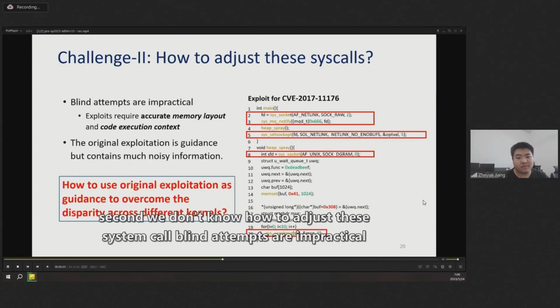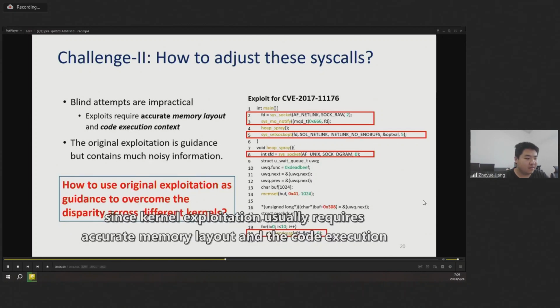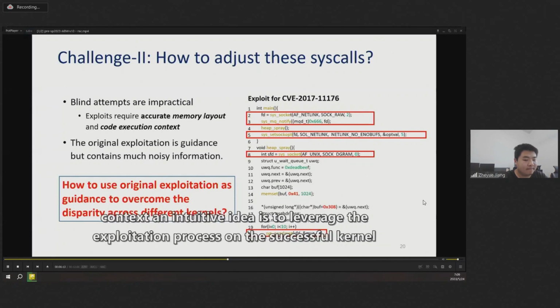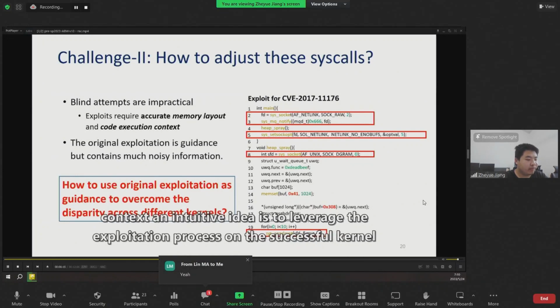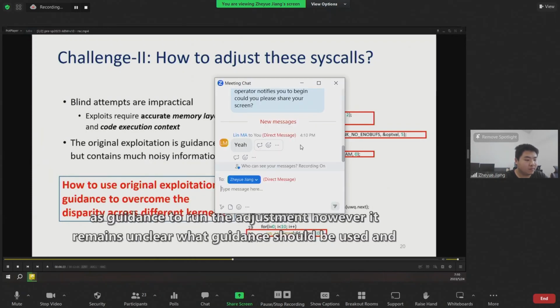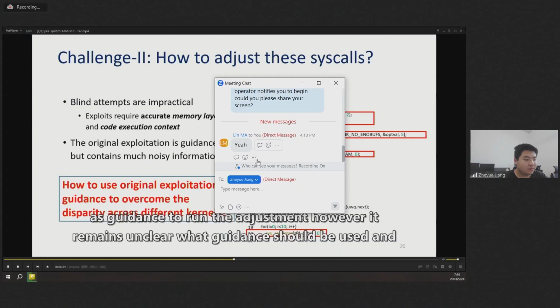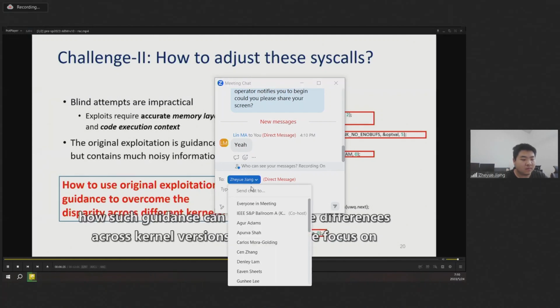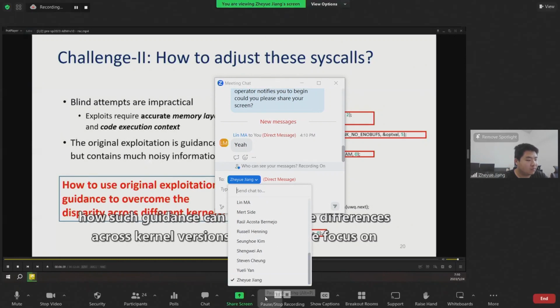Second, we don't know how to adjust this call. Blind attempts are impractical since kernel exploitation usually requires accurate memory layout and code execution context. The intuitive idea is to leverage the exploitation process on the successful kernel as guidance to run the adjustment. However, it remains unclear what guidance should be reused and how such guidance can overcome the differences across kernel versions.